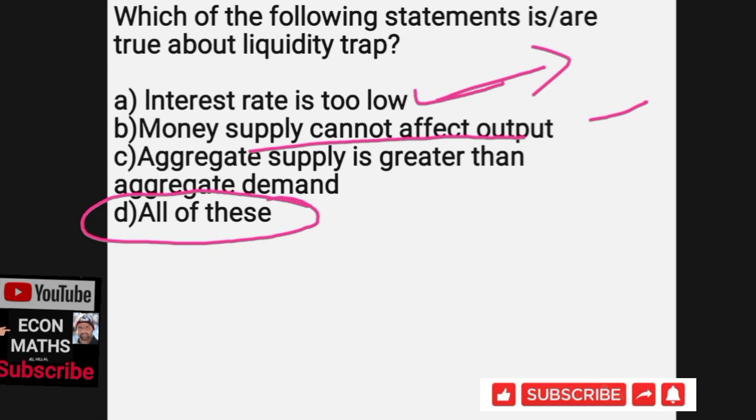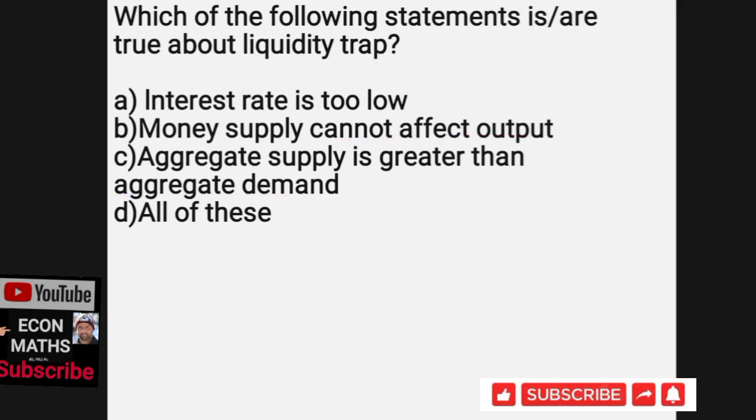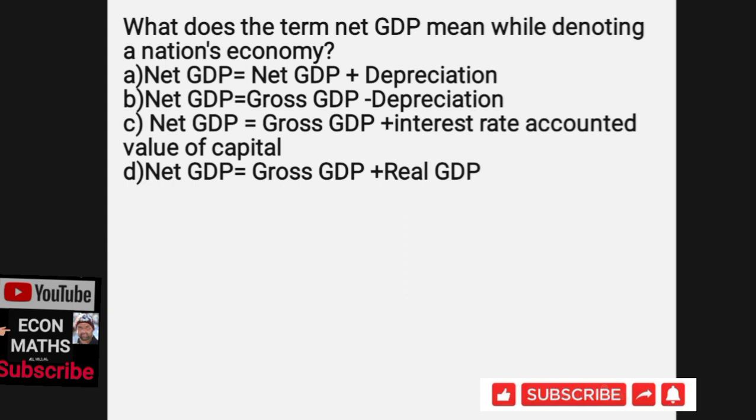So in liquidity trap, interest rate is too low, as we know. Also, increase in money supply will not be able to increase the interest rate, hence will not result in any change in the economic growth or increase in the output. So I will go for this D part. Coming to the next question.